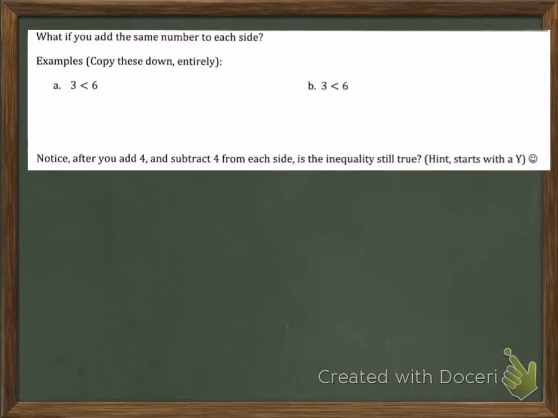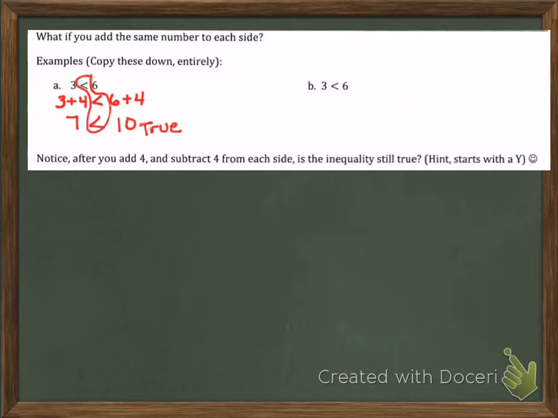So for our examples, we have 3 less than 6. Well, what if we add the same number to each side? So let's take a look at that. If we have 3 and we add 4, just as a random number there, and we keep the less than, and then 6, and we add the same thing, we add 4 to the other side. So if we add the same thing to both sides, we get 7 on the left and 10 on the right, and 7 is less than 10. So the relationship stays true when we add the same thing to both sides.